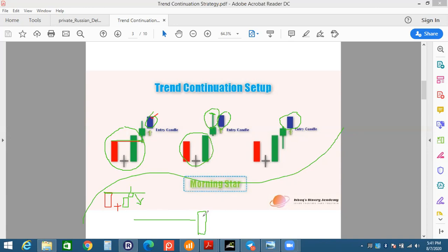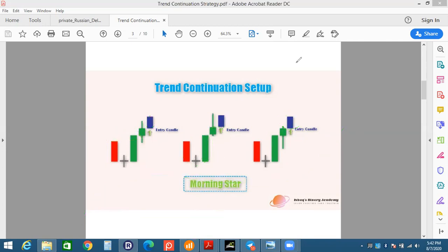But in most chances, since this is a bullish setup in a bullish trend, the next candlestick will go up. In some cases, if the volume is ultra high, maybe the next candlestick will go down. But in most cases, the next candlestick goes up. So that is the setup for the bullish morning star. And now the next setup.